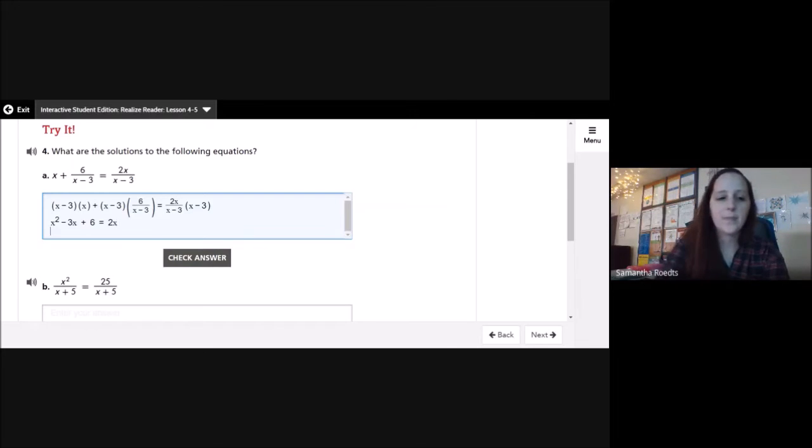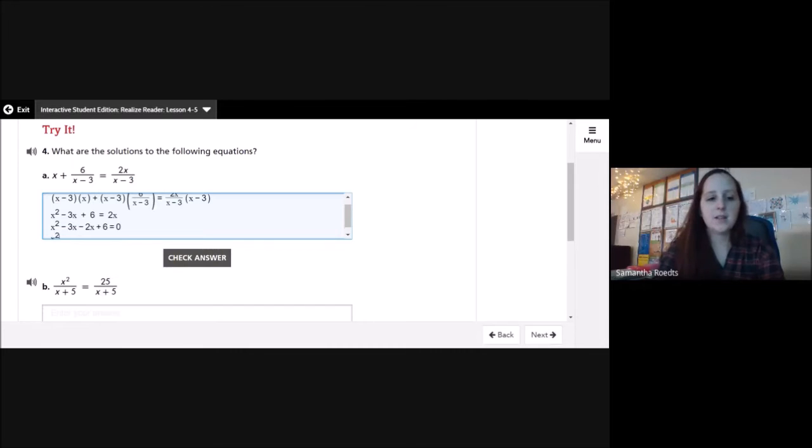Same here. So now I'm going to go ahead and solve this equation for 0. So I need to bring the 2x to the other side. Okay, so this gives me x squared minus 5x plus 6 equals 0. I factor it, so x minus 3, x minus 2. And so x equals 3 and x equals 2. We know, though, that 3 cannot be, so x equals 3 is an extraneous solution because it would make the denominator 0. So x equals 2 is our solution.